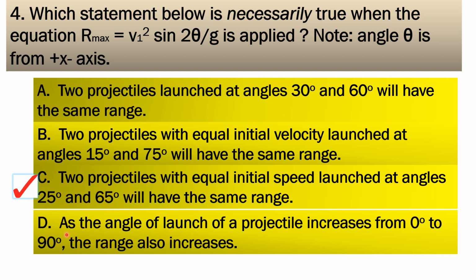All right. If you are asked to modify this statement, what you should say must be, as the angle of launch of a projectile increases from 0 to 45, then the range increases. But if the angle is increased from 45 up to 90, the range decreases. That is how you should modify this statement. But right now, it is not necessarily true. So the best answer, therefore, is letter C.